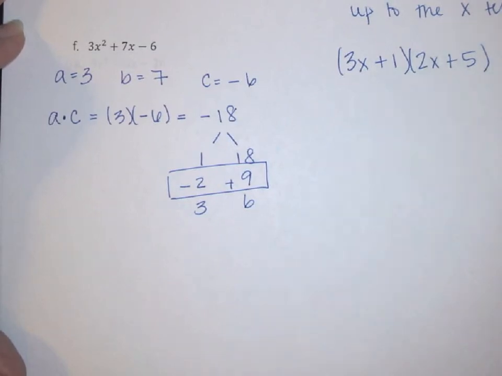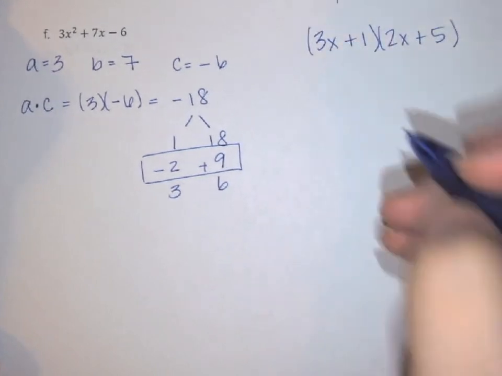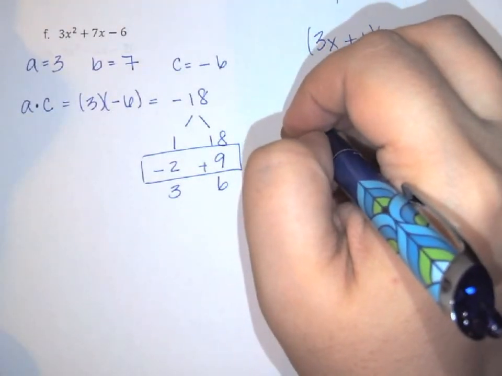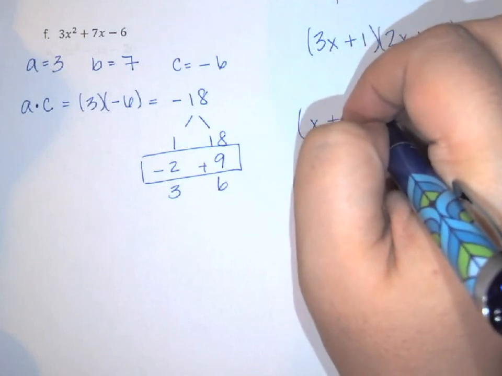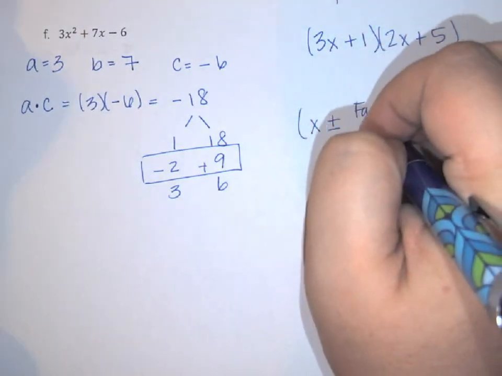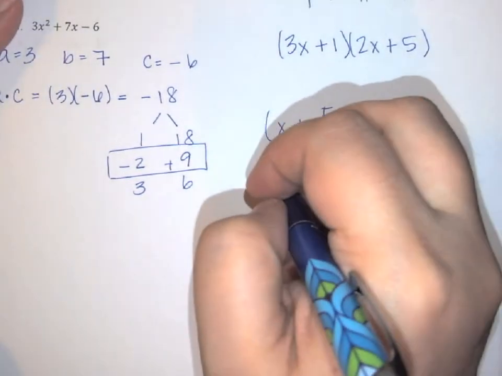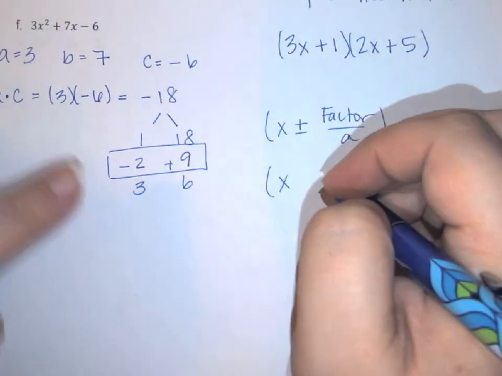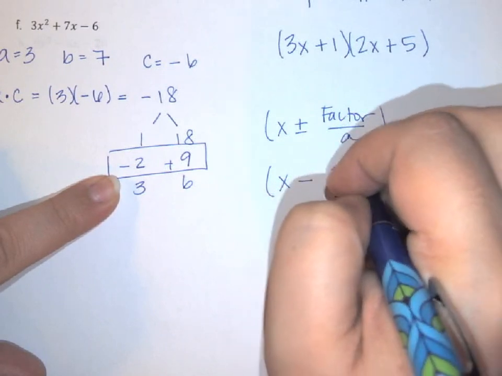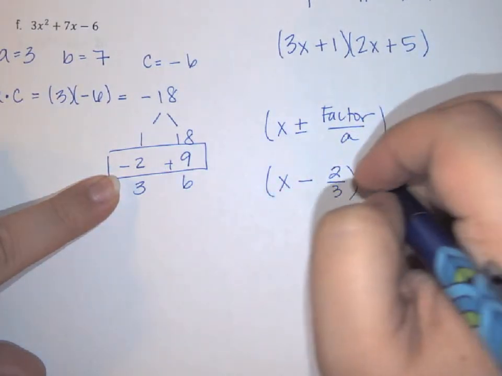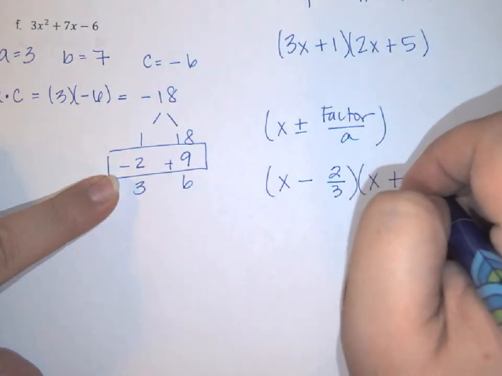So again, I need to create my factor. So I am creating x plus or minus that factor over the a term. So in this instance, I have x minus 2 over 3, and then I have x plus 9 over 3.